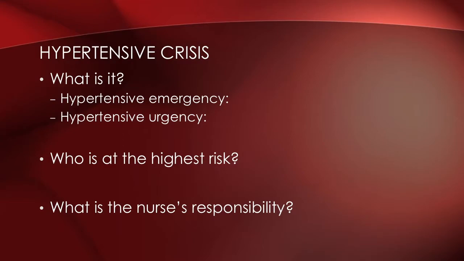So for hypertensive crisis, the actual definition is any blood pressure over 180 systolic and/or 120 diastolic. Right? So you can have one or the other or both. That means hypertensive crisis. Now the question for treatment is, is it emergent or urgent?